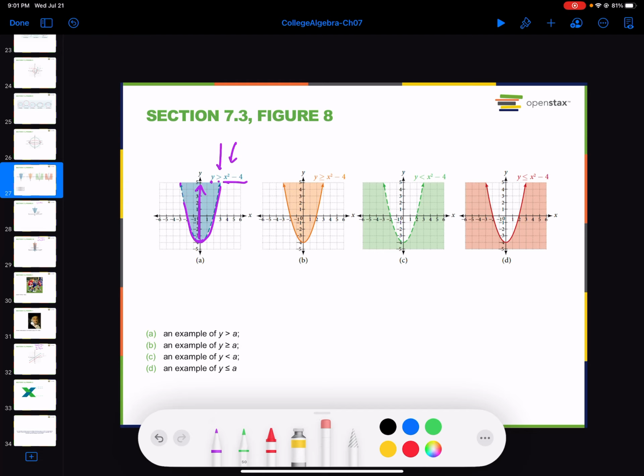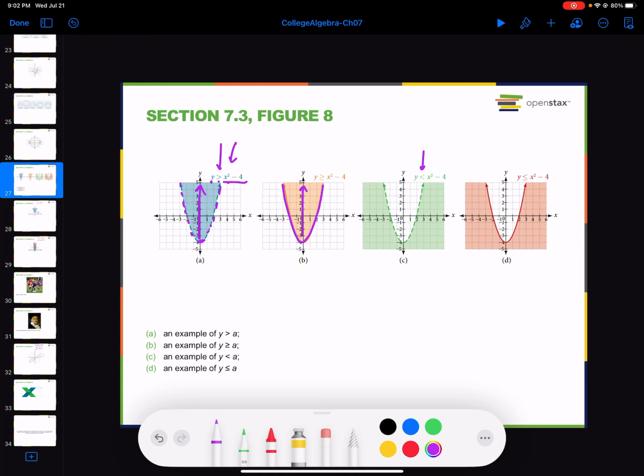So in this case, we're going to go ahead and make these dashed lines because it's not including the points on that line. It's including everything that's greater than that line. The next one, you can see it says y greater than or equal to that. So we will keep a solid line in this case. And we want all the values that are greater.